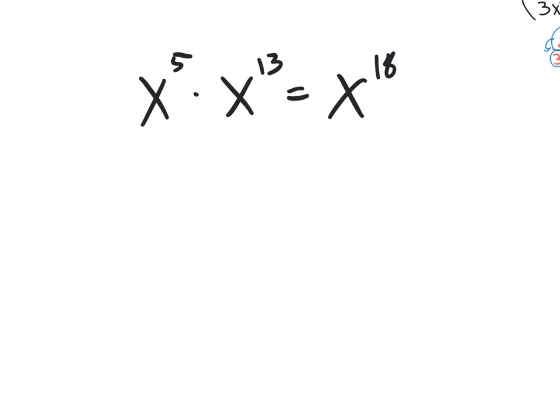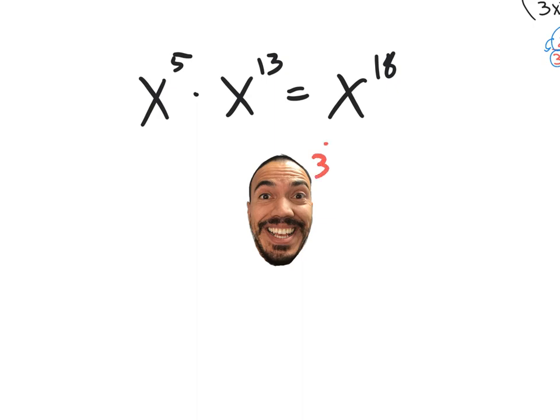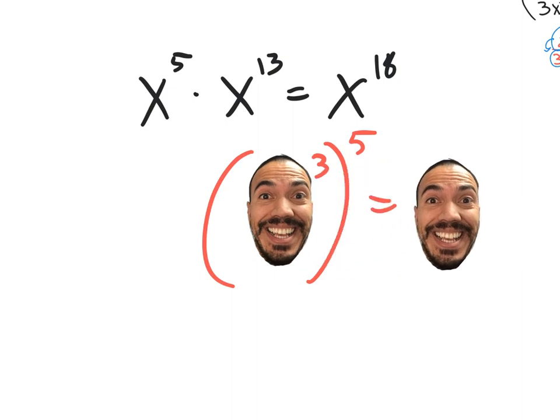Rule 2, power to a power. Okay? And you could get creative if you want. So for rule 2, you could like say happy face to the 3rd power to the 5th power. Well, that'll be equal to happy face to the what? 15th power. So that's an example of rule 2. Got it? Okay.